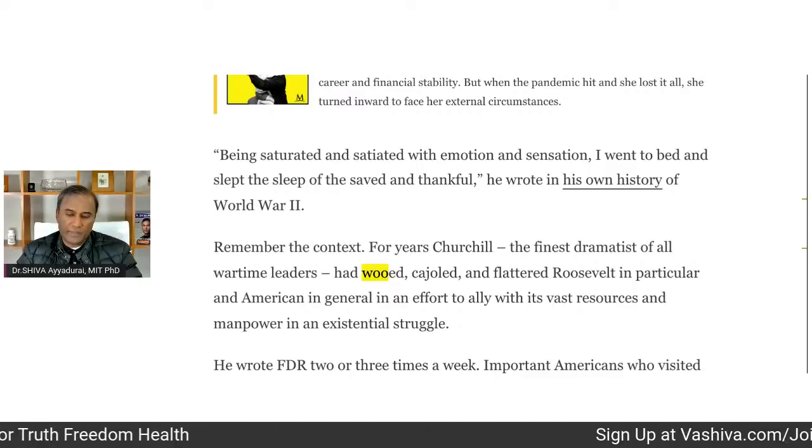"I went to bed and slept the sleep of the saved and thankful." So it was extremely important for Britain, once again, to start wars with other people, divide and rule the world, one thug against another thug. But this is how they got America involved. And if you really look back at it, who really profited from this? Eventually, you'll realize that the British Empire and the British Crown truly prospered from World War II.